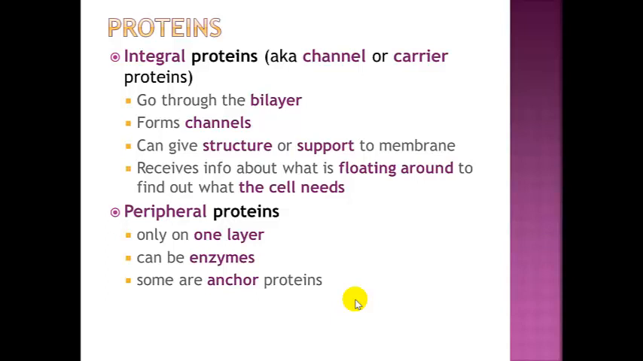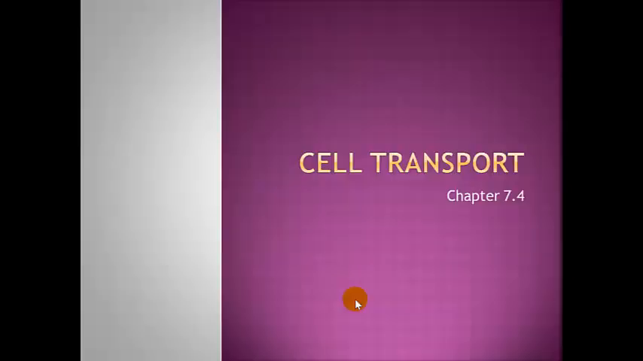The other type of proteins are peripheral proteins. Peripheral proteins are only in one layer of the phospholipids, so they do not go all the way through. They can be enzymes, or some are actually anchor proteins, where they give more structure to the actual cell membrane. All right, now we're going to talk about cell transport.